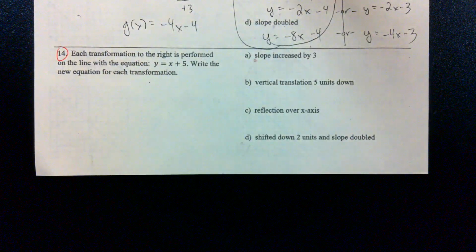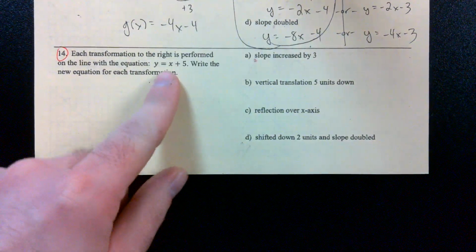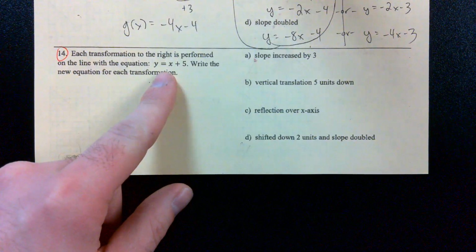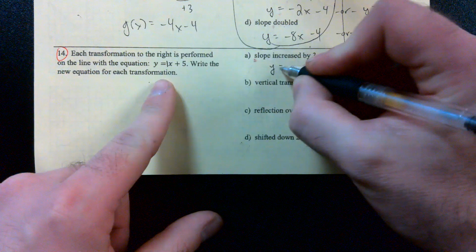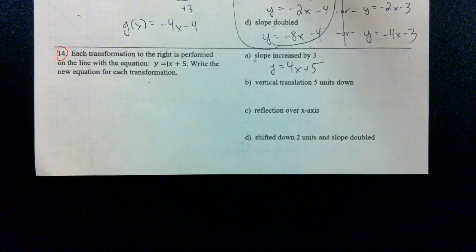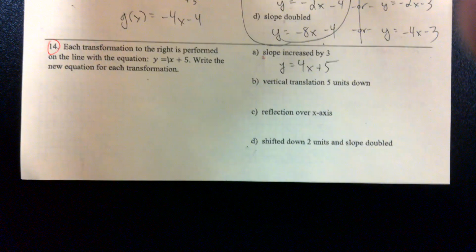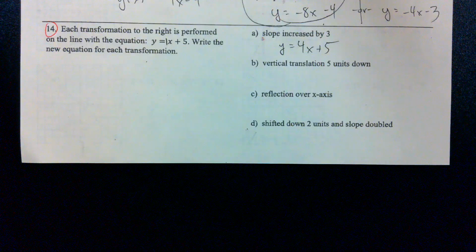Now, number 14, I got y is equal to x plus 5. If I increase the slope by 3, what's my slope going to be? 3x. 4x. What's my slope here? 1. If I increase it by 3, now it's 4. Right? Oh, my slope's not 0. If my slope was 0, there wouldn't be an x at all. So if I increase my slope of 1 by 3, well, now it's 4.